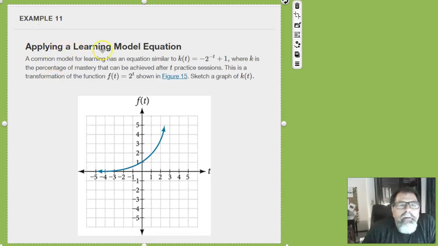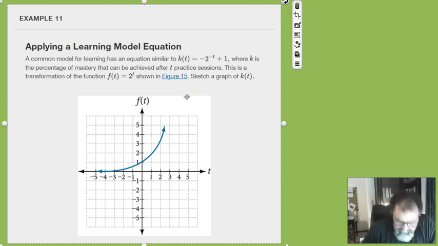Example 11, applying a learning model equation. A common model for learning has an equation similar to k of t is equal to -2. So this really should be read as the opposite of 2 to the -t, plus 1, where k is the percentage of mastery that can be achieved after t practice sessions. This is a transformation of f of t is equal to 2 to the t, which is an exponential function that's shown down here, figure 15. Sketch the graph of the transform k of t, right?